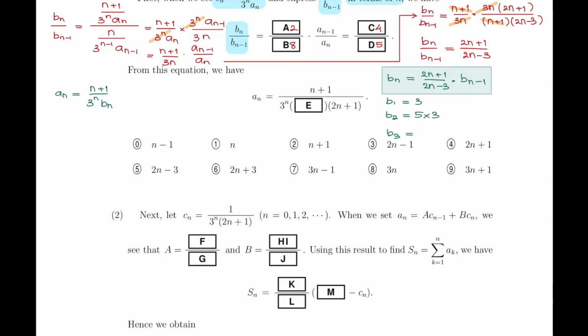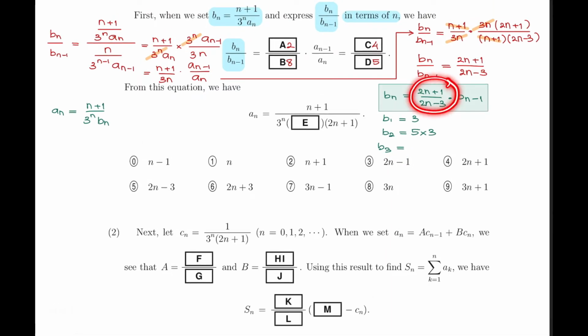And then B3. What is B3? Once again, I will substitute n with 3. 2 times 3 is 6. 6 plus 1 is 7. Over 2 times 3 is 6. 6 minus 3 is 3. Times B of n minus 1, n is 3, 3 minus 1 is 2. So this expression becomes B2. B2 is 5 times 3. Cancel out the 3. You got 7 times 5. This is B3.